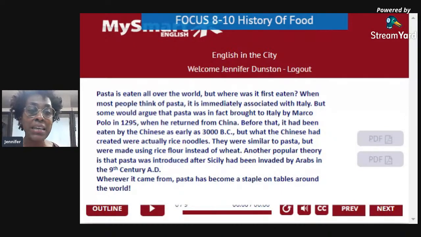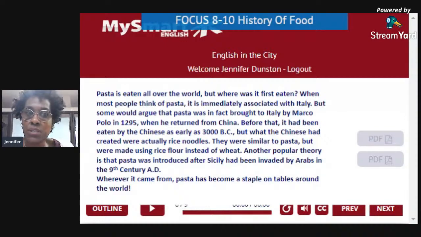Before that, it had been eaten by the Chinese as early as 3000 BC. But what the Chinese had created were actually rice noodles. They were similar to pasta, but were made using rice flour instead of wheat. Another popular theory is that pasta was introduced after Sicily had been invaded by Arabs in the 9th century AD. Wherever it came from, pasta has become a staple on tables around the world.